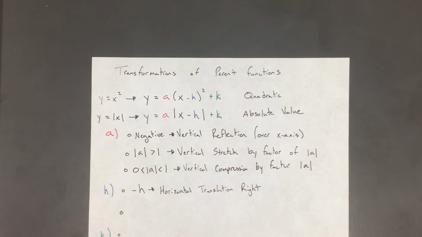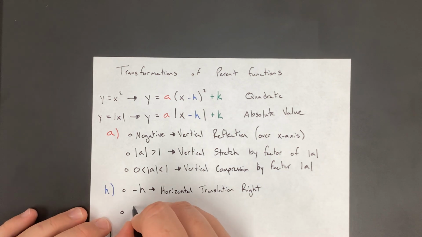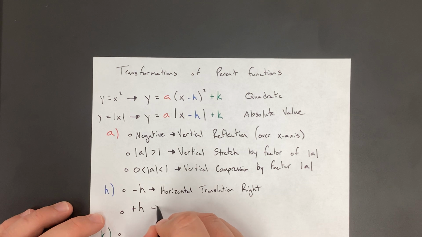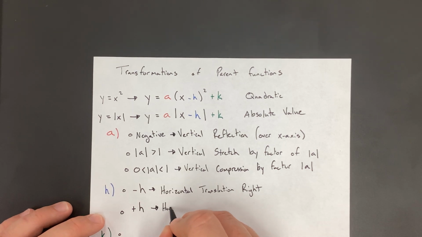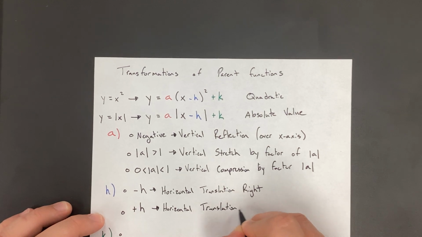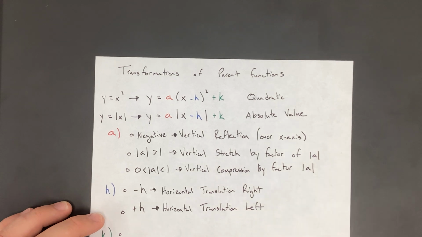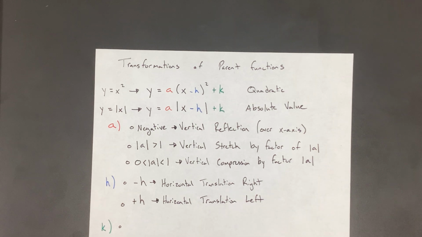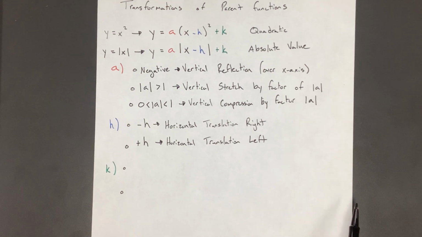Now, if h was negative, meaning we're subtracting a negative, when we subtract a negative, it turns into a plus. So if it looks like we're adding h, we're going to have a horizontal translation left. I like that the h is our horizontal translation. It helps clue us in that h is the horizontal and k is the vertical.